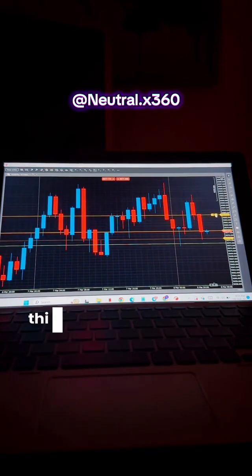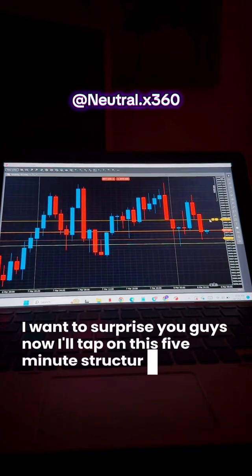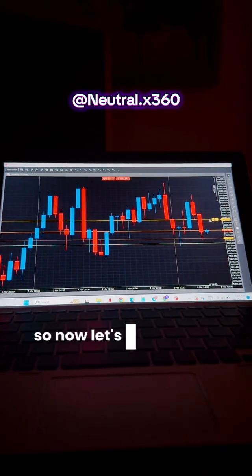So now we have a structure. This is a 5-minute structure. If you know about candle trading before, this is a 5-minute structure. This wick here is a structure. I want to see price tap on this 5-minute structure, and then I know we are going to go for a buy. So now let's work on our next pair, guys. This is our V10.